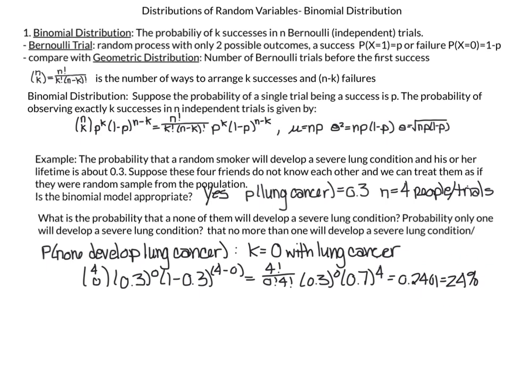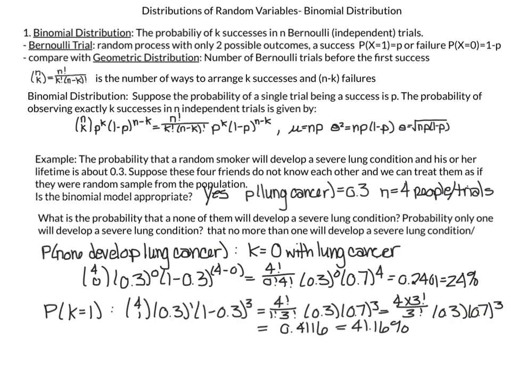Next is the probability only one will develop severe lung condition. So that's probability k equals 1. So we can say then n choose k is 4 choose 1. Probability of success, 1 getting lung cancer, 0.3 raised to the 1. Probability of failure, 1 minus 0.3, raised to the 3. If there's 1 success, there are 3 failures because there are 4 people. We can work that out, and we get 41.16%.